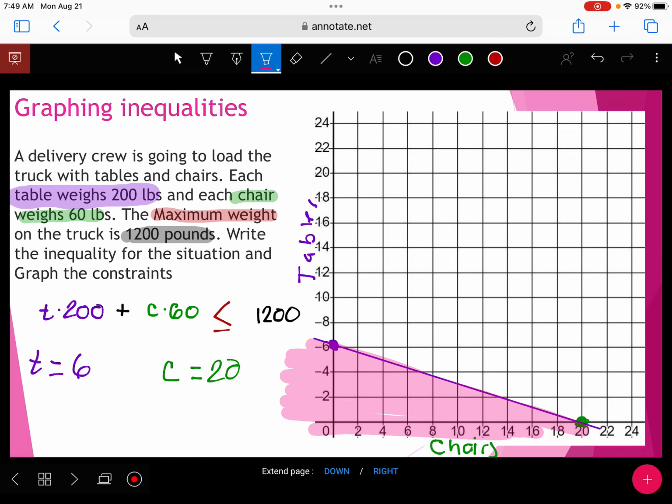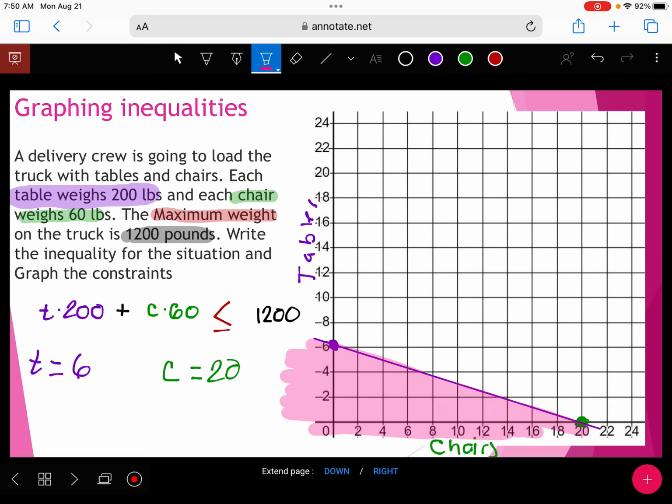Okay, so story problems, sometimes you do not need to do a test point, and you can logic your way through it. You can always do a test point. 0 tables and 0 chairs. Yeah, that's less than 1,200. Okay, so these inequalities are the next piece of what we're doing.